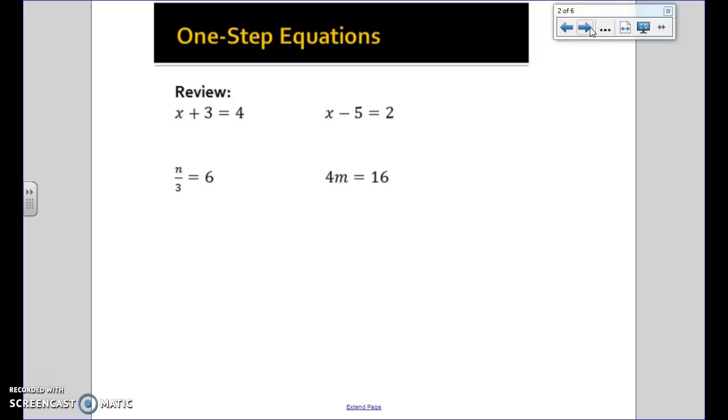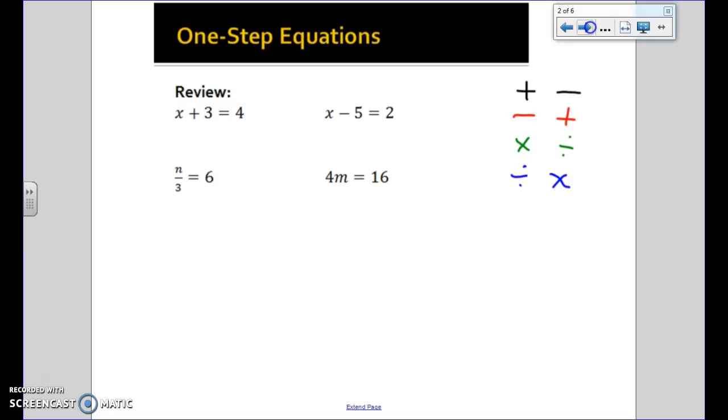And just a reminder, our inverses are addition and subtraction. If you see subtraction, we're going with addition. If you see multiplication, we're thinking division. And if you see division, we're thinking multiplication. All right, so as a review, we solved these one-steppers before.